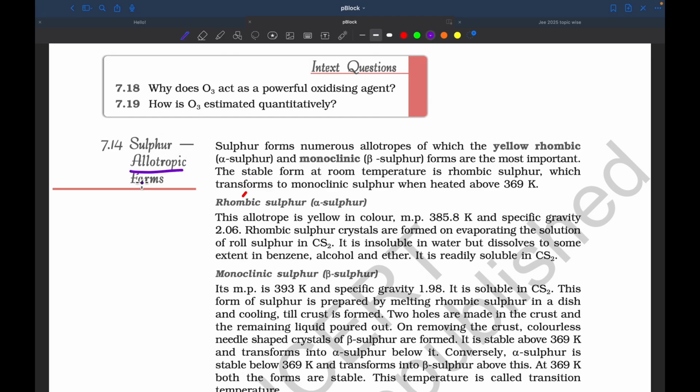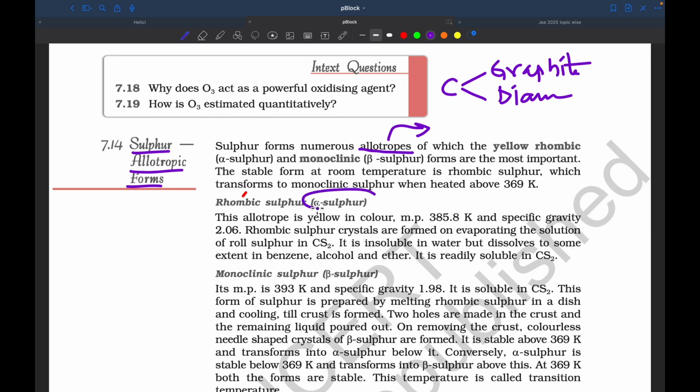Sulfur allotropic forms. Sulfur forms numerous allotropes. Allotropes means existence of the same element in different forms. Like carbon, you know it. Tell me, what are the allotropes of carbon? Do you remember? It was in 10th class. Diamond and graphite, yes, they are the allotropes. In the same way sulfur also has them. Sulfur has majorly 2 allotropes, alpha sulfur and beta sulfur.